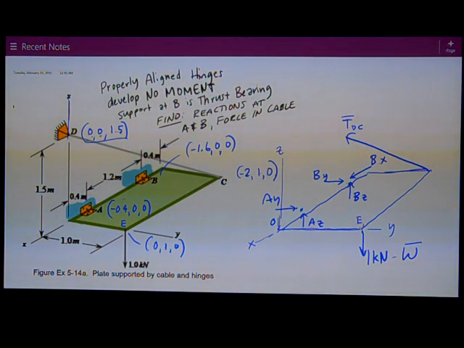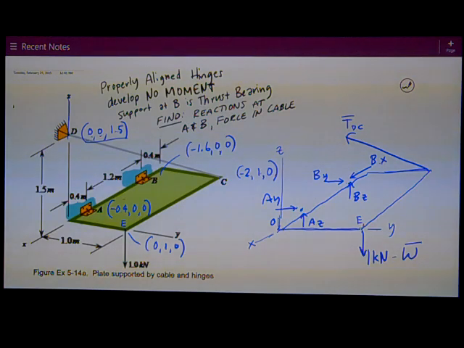Got this from the book. And it's interesting, and it uses what the book calls properly aligned hinges that develop no moment. That's in the description of the problem. At A and B, we have these hinges, and we've got a horizontal plate, might be called ABCE, and we say that these properly aligned hinges at A and B develop no moment, and furthermore the support at B is thrust bearing.